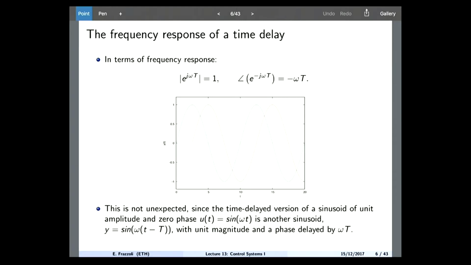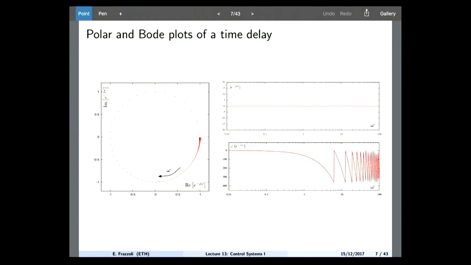Good. So we can do the same on the Bode plot and on the Nyquist plot, and what you see is that the polar plot clearly is something that just sits on the unit circle. So e to the power j omega t is on the unit circle for all values of omega. As I increase omega, my point will just move on this circle.